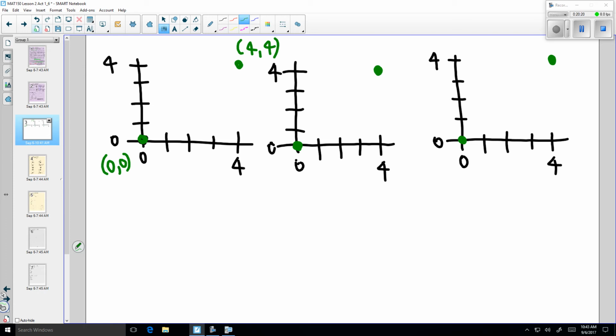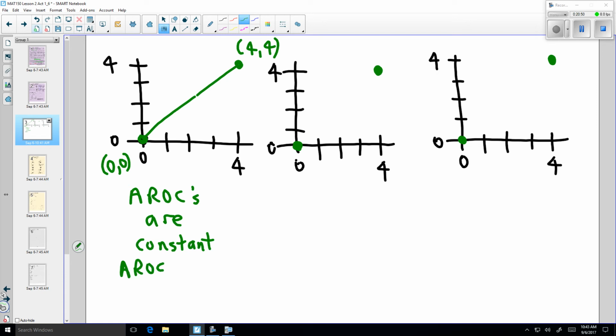The first one is the most basic that we studied the most about, and that is to increase so that the average rate of change is constant, to increase at a constant rate. That is a linear model. And then the average rate of change over this entire interval, as we learned earlier, is constant. And in this case, it's easy to see that the AROC between the endpoints would be 4 minus 0 over 4 minus 0, which is 1.